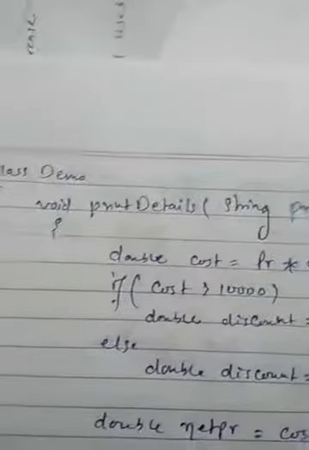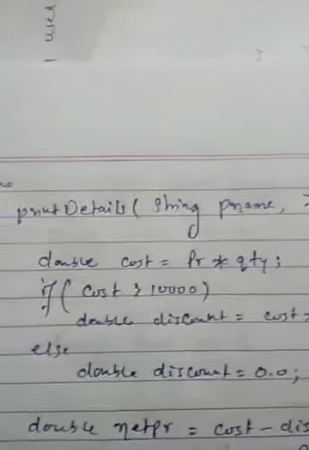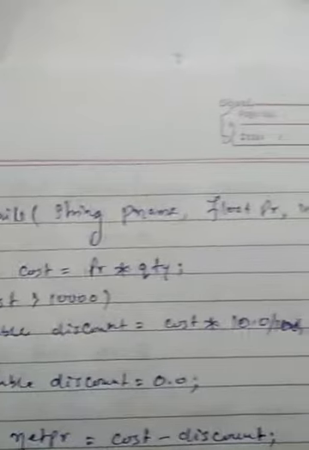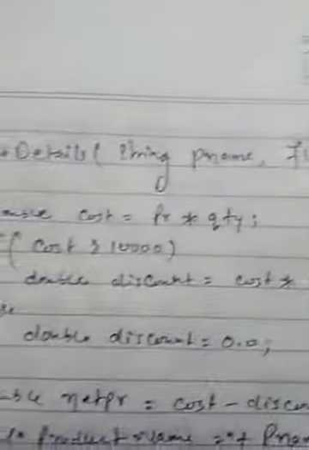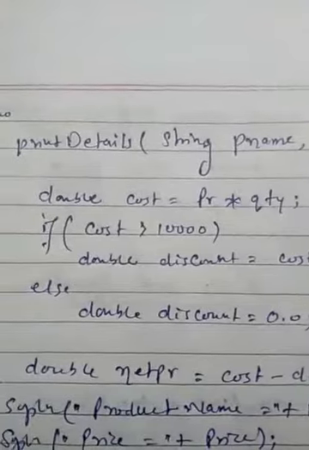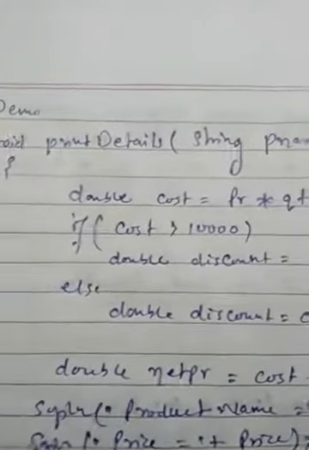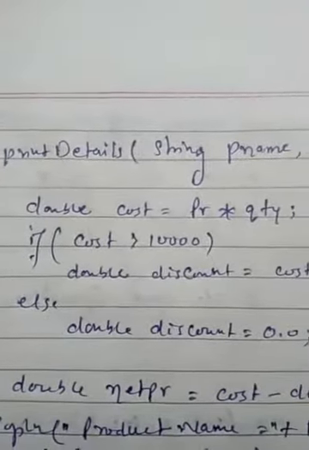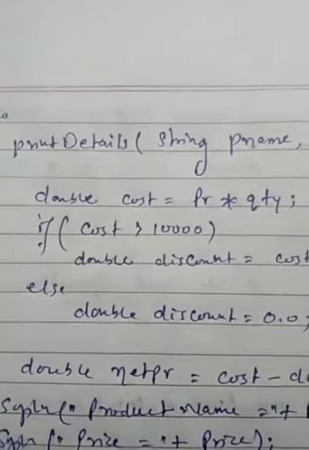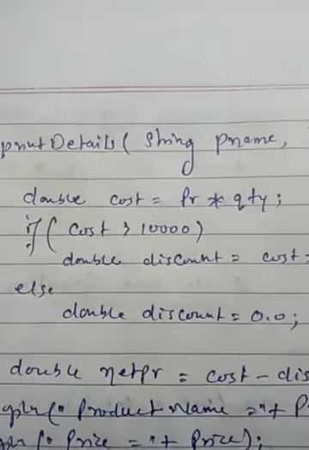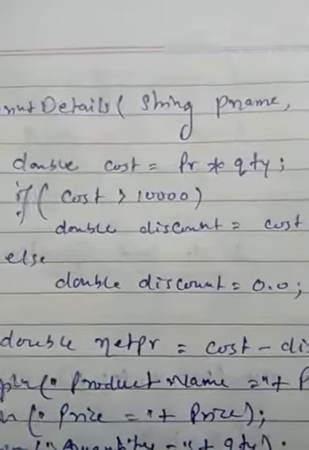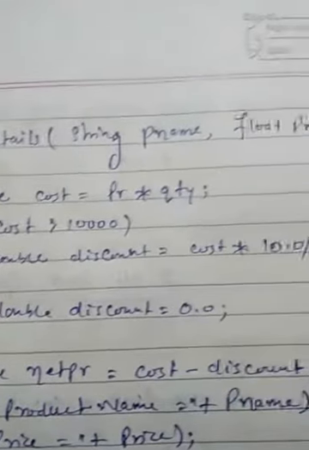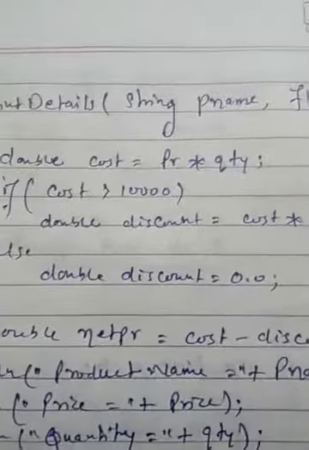Now question number 4: we have to input the details of the product, product name, price of a single product, and the quantity. And we have to calculate the cost. So the cost will be calculated as double cost equal price into quantity. The discount will be, if the cost is greater than 10,000, the discount will be 10% of the cost, otherwise the discount will be 0.